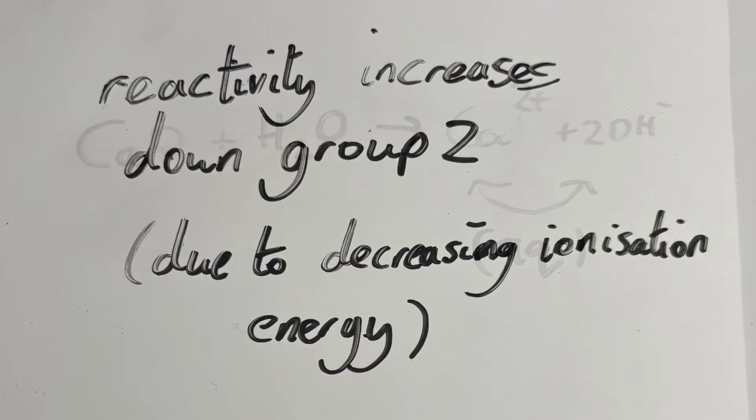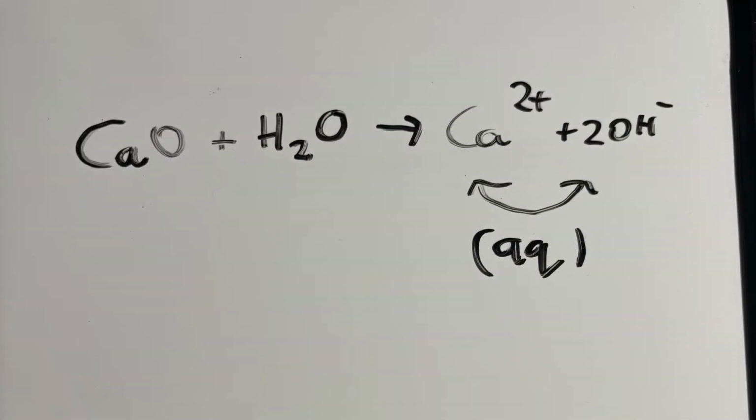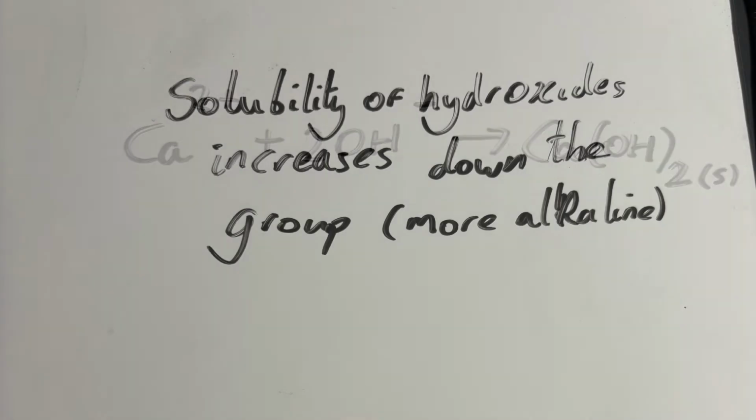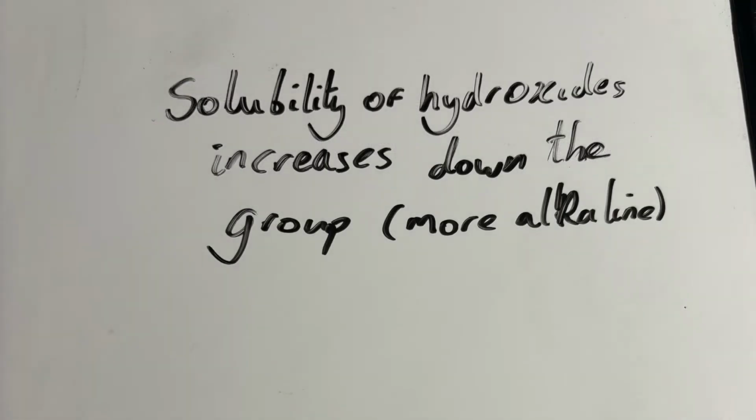Now, reactivity increases down group 2, and you'll remember that's because ionization energy decreases going down group 2 as well. Now, if you have a metal oxide and you react it with water, then you get that metal ion and 2 OH- groups. And then it gives you a metal hydroxide, which is a base or an alkali if it's aqueous. In fact, as you go down group 2, the solubility of their hydroxides increases, which makes them more alkaline.